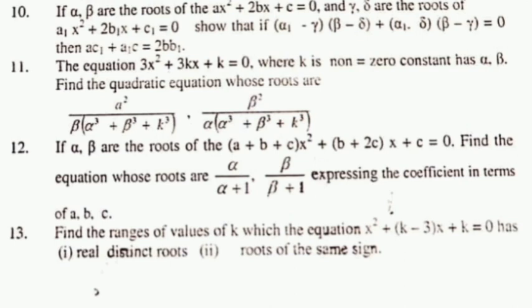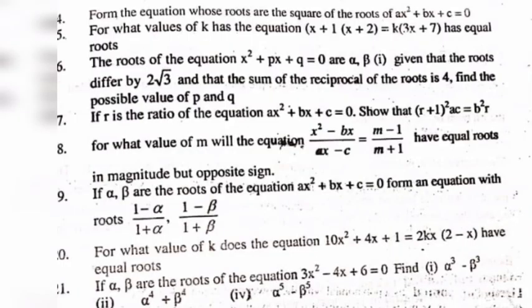Now moving on to the next question, what do we have? Form the equation whose roots are the squares of the roots of this. Now, very simple. You have to square your alpha and beta and then get a new equation. So first, what you have to do here is find your alpha plus beta and alpha beta.